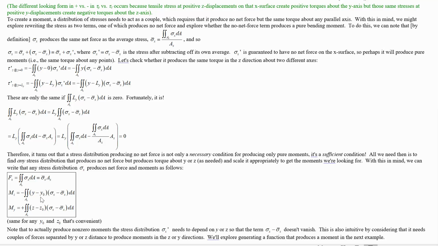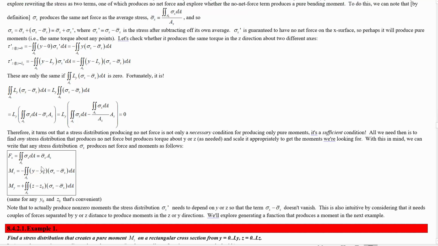Now what z naught and y naught do you use? It doesn't matter because these are pure moments. So no matter what point you find the torque about, you should get the same answer. So this tells us, for any stress distribution, not only what force it produces, but what net moments are produced by it. So you can replace this stress distribution with an equivalent x directed force and moments in y and z.